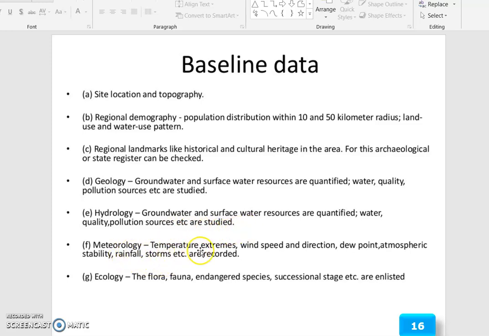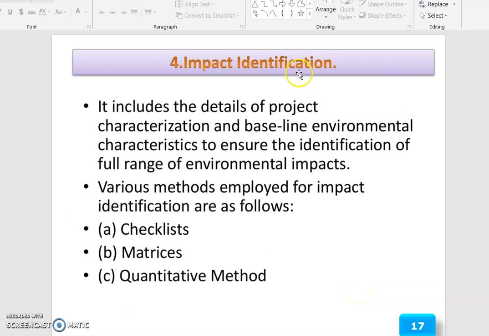Meteorology: temperature extremes, wind speed and direction, dew point, atmospheric stability, rainfall, storms, etc. are recorded. Ecology: the flora and fauna, endangered species, successional stage, etc. are enlisted. Then impact identification includes the details of the project, characterization and baseline environmental characteristics to ensure the identification of the full range of environmental impact.